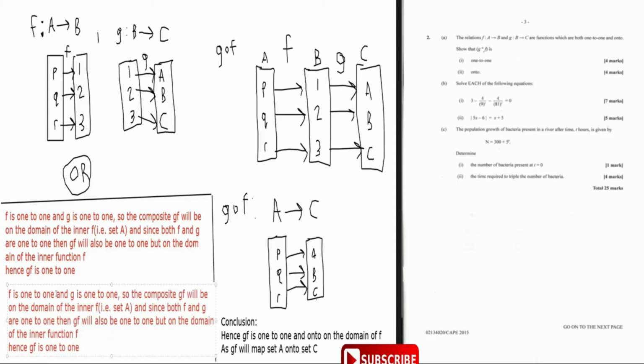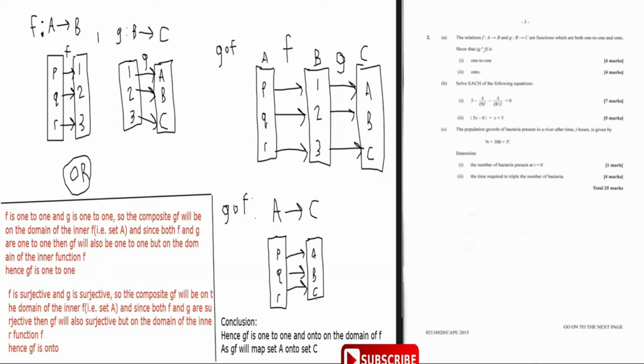You can go ahead pretty much and tell them the same for onto. You can tell them that F is onto, so F is surjective, and G is surjective. And so the composite function G of F will be on the domain of the inner function F, that is set A. Since both F and G are surjective, just remember that's what onto means, then G of F will also be surjective, but on the domain of the inner function. Hence, G of F is onto. Nice and easy.